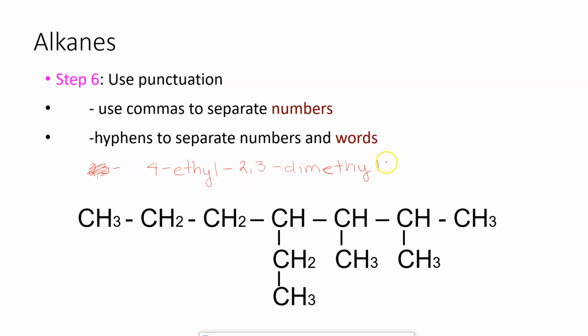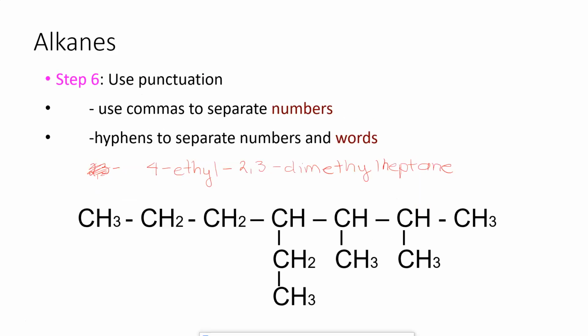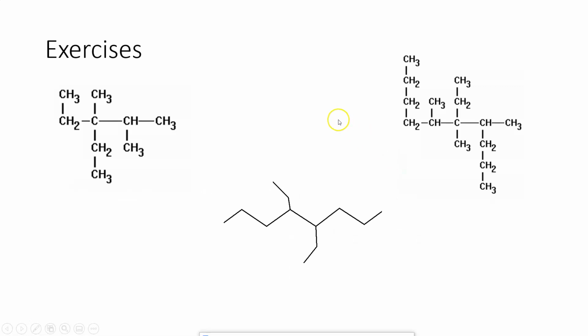Now, at the end, I have to add the name of the main chain. And for that, I'm not gonna use commas or hyphens. So I'm just gonna write here my main chain, okay? So the name of this compound is 4-ethyl-2,3-dimethylheptane, okay? Let's do these exercises here.